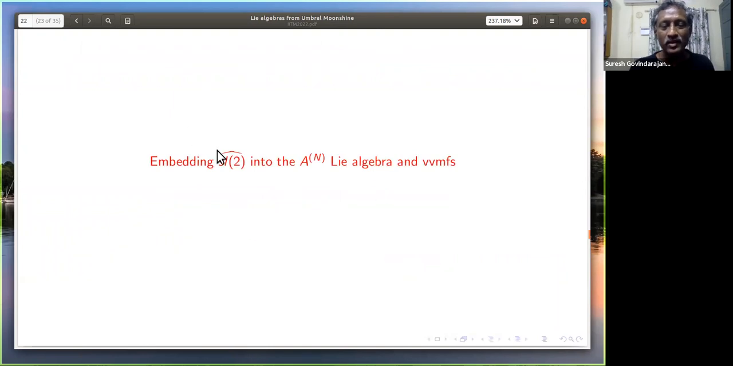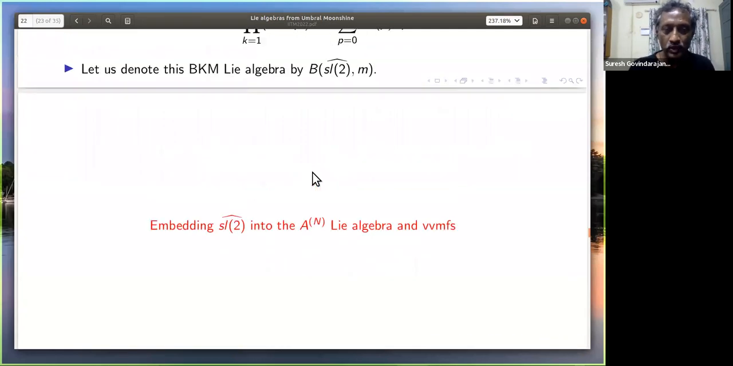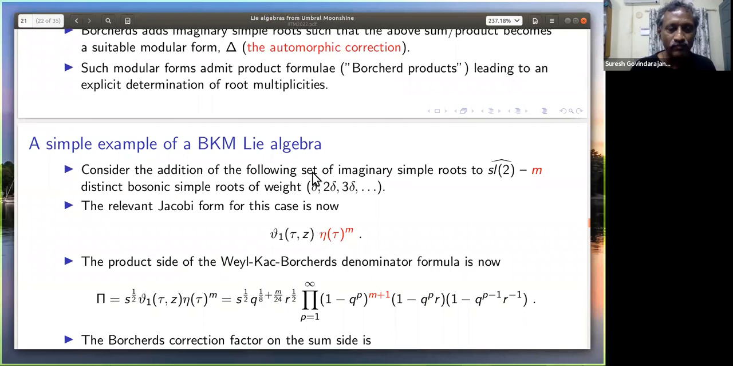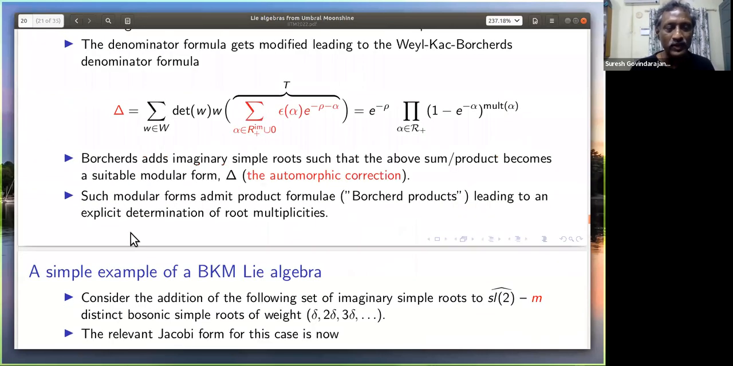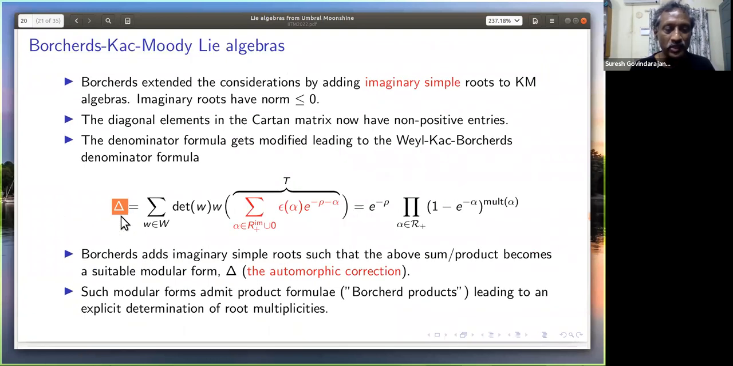So the idea is to embed. Now we want to understand what the big Lie algebra is. So coming back to this statement: for all five examples, we know there is a delta. We know a product side. We also know what the Weyl group is. So this much we know for all five examples. What we don't know is the analog of T for all of them. And even though I've written it in this way, there's a particular pattern to this, which I don't want to explain.